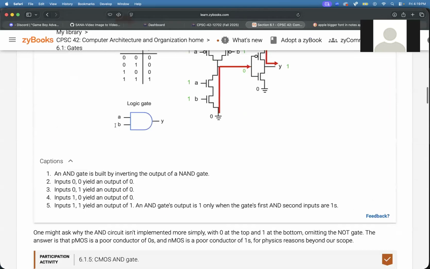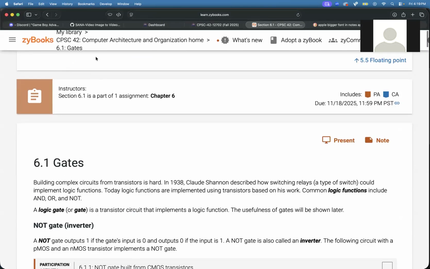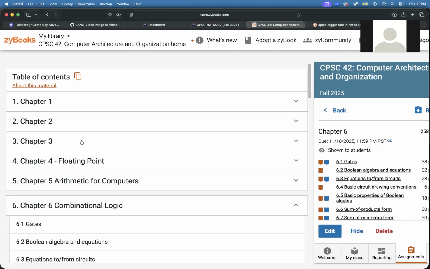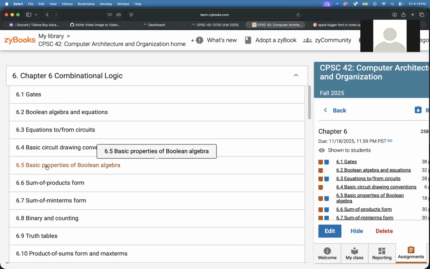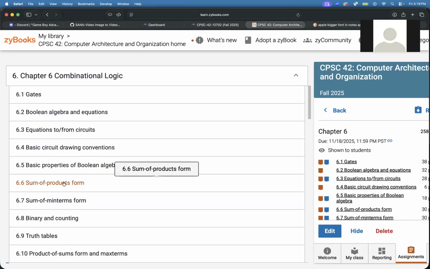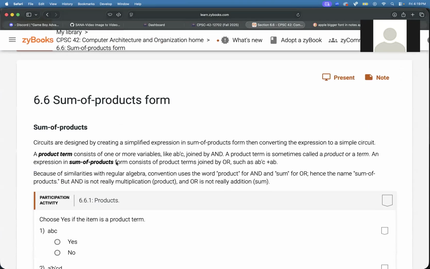Now, having said all that, I think we can jump to a later section where I think we did up to like 6.5, is what I saw at the end of the other video. So if we look at 6.6, this is all stuff that we covered in lab previously, but I just want to go through some of the exercises here.